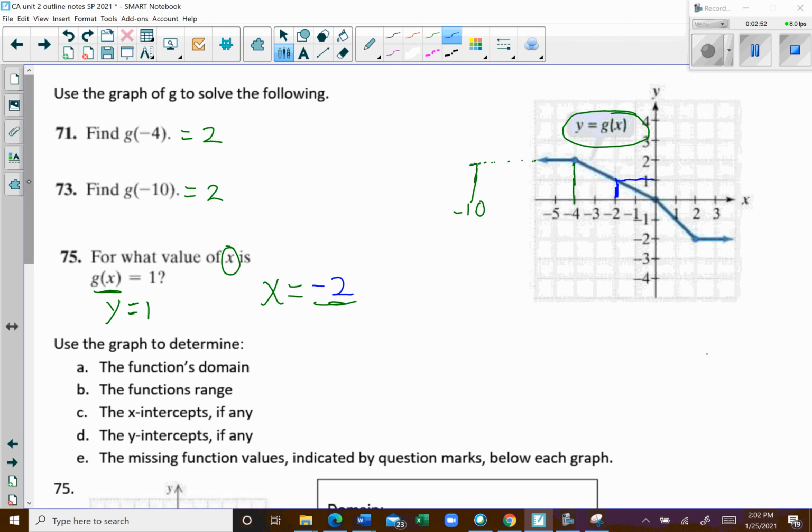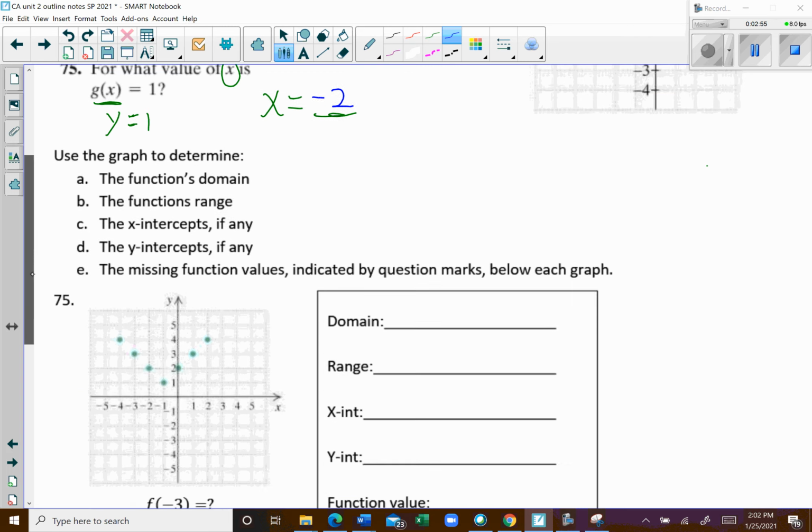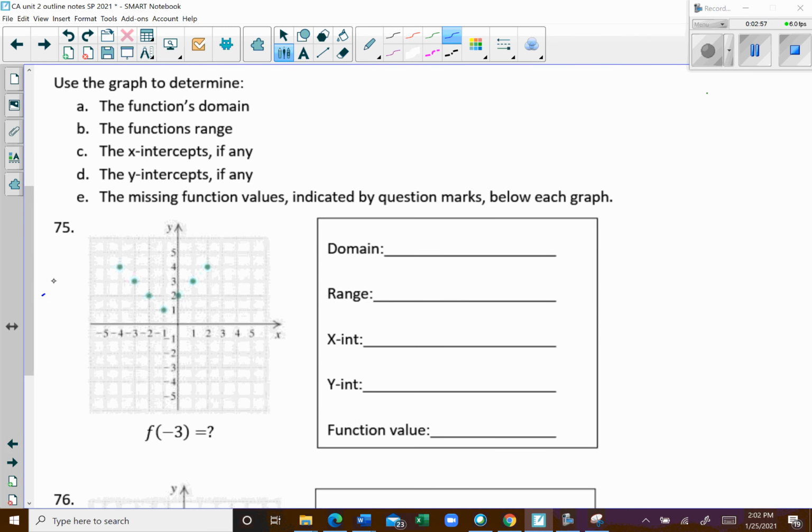Okay, so this next part that we're going to look at, they're going to give us a graph, and then we have to determine the domain, the range, x-intercepts, and y-intercepts, if there are any, because some of our graphs might not have those. And then it says find the missing function value indicated by the question mark below each graph. Basically what we just got done doing, where they tell you, okay, f of negative 3, when x is negative 3, what's the y value?